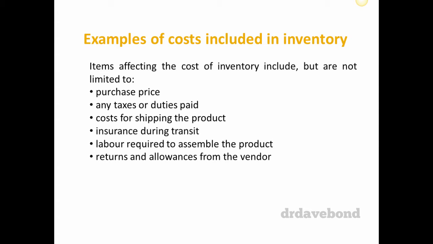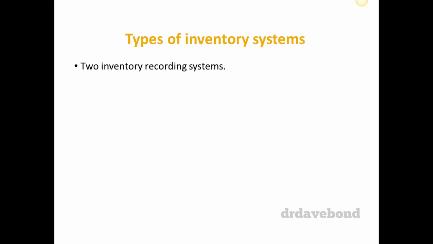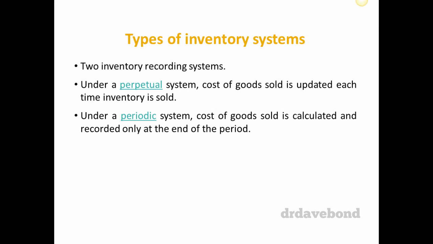Returns and allowances from the vendor. Purchase discounts. So anything included to get it where you need to use it, and then from that point you're going to be expensing things out. Two types of recording systems. We only use the perpetual. So the reason for this slide is just that if you see anything about the periodic system, don't worry about it. We're using the perpetual system, which means we're updating cost of goods sold each time inventory is sold.